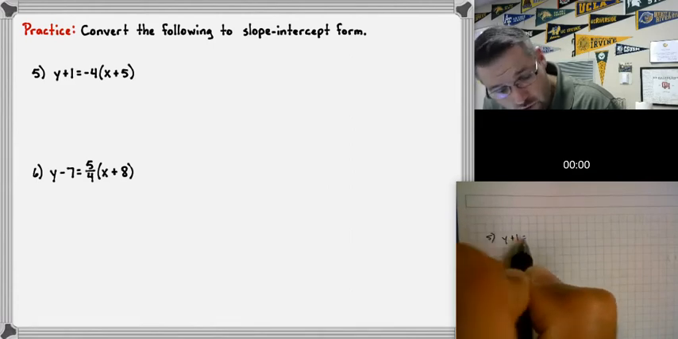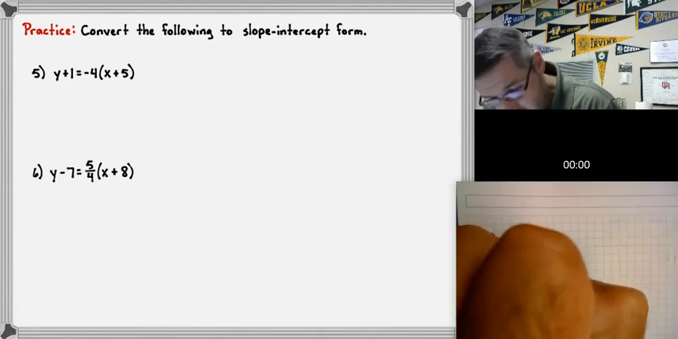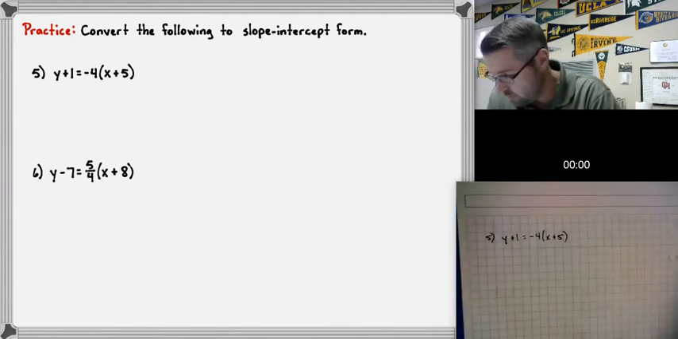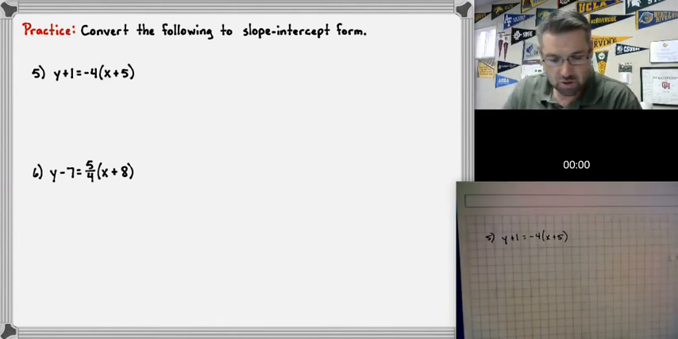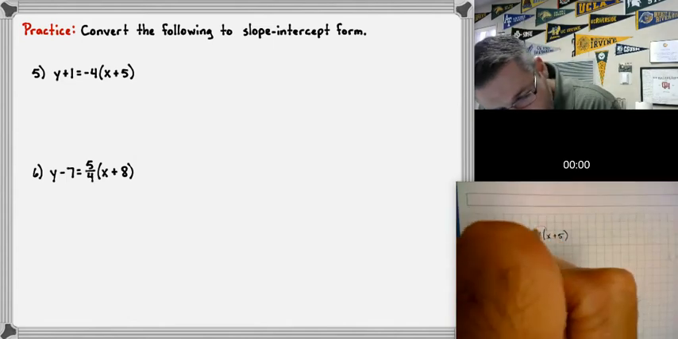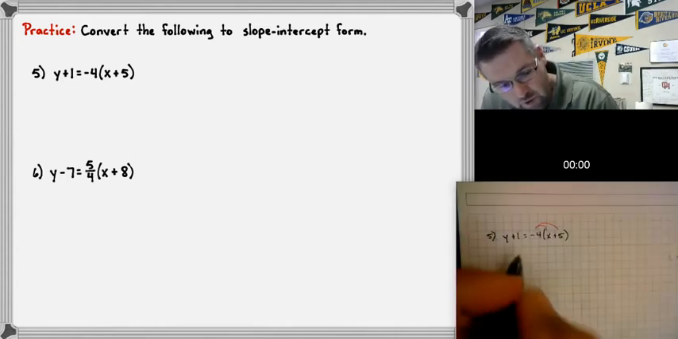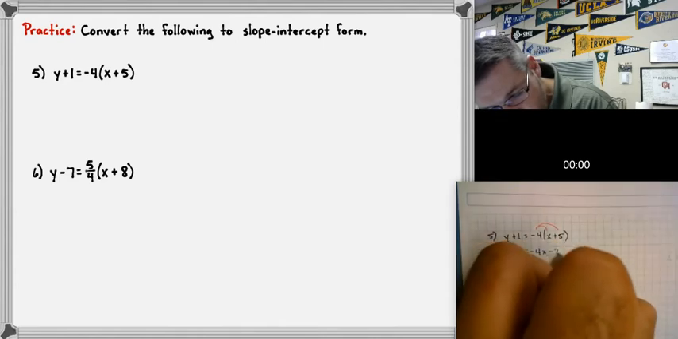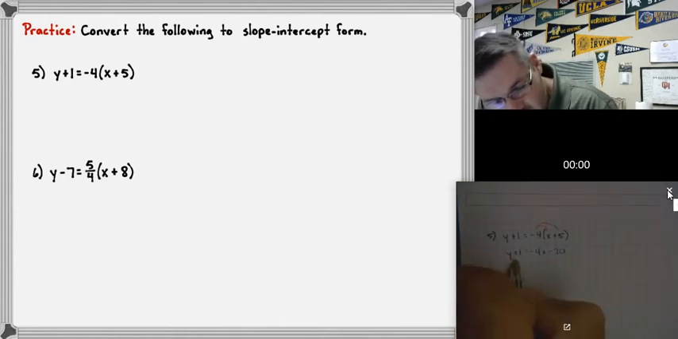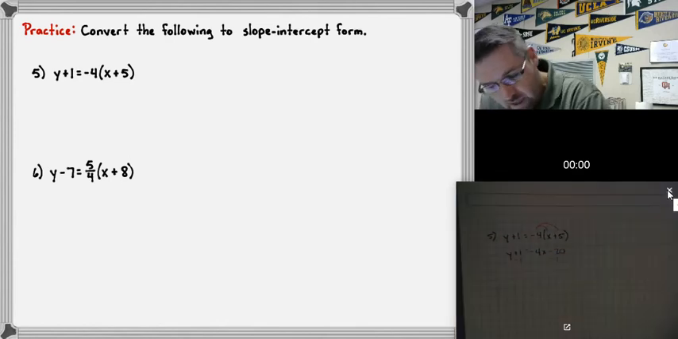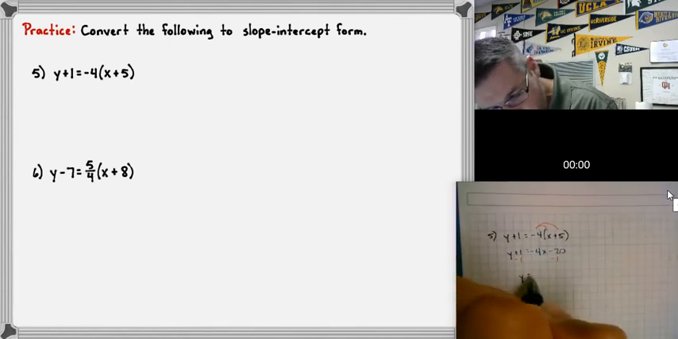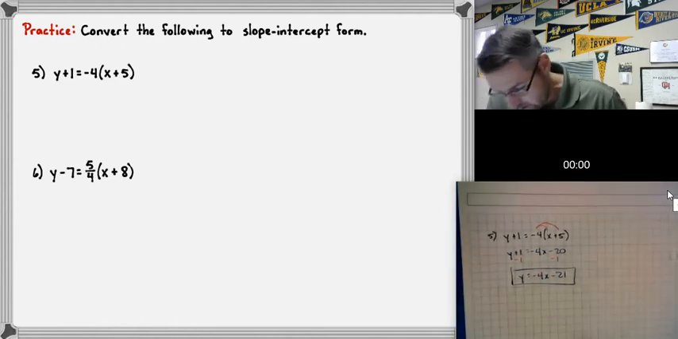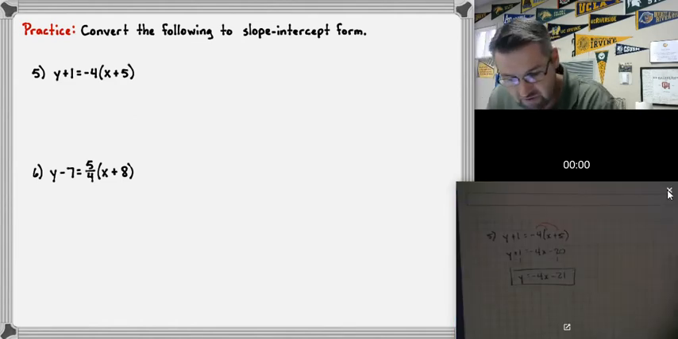All right, for the first one, we got y plus 1 equals negative 4 times x plus 5. Well, first step, we need to distribute that negative 4. So we're going to end up with y plus 1 equals negative 4x minus 20. And then we're going to subtract 1 from both sides. And we end up with y equals negative 4x minus 21. And that is our final answer for number 5.